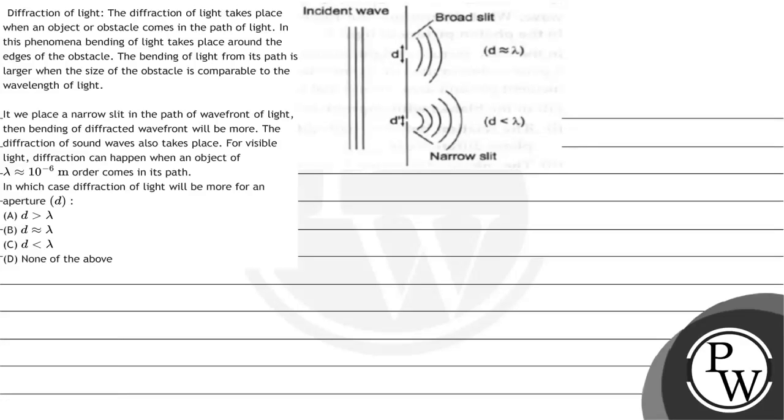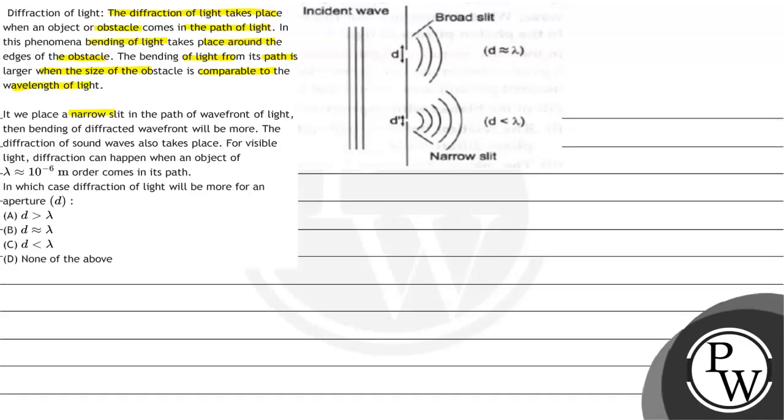So the question says diffraction of light. The diffraction of light takes place when an object or obstacle comes in the path of light. In this phenomenon, bending of light takes place around the edge of the obstacle. The bending of light from its path is larger when the size of the block or the obstacle is comparable to the wavelength of the light.